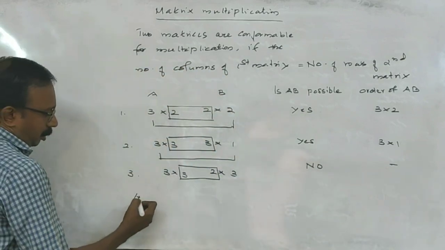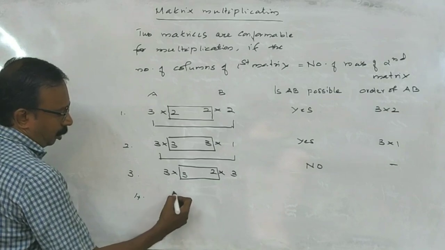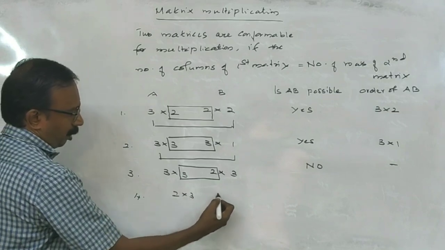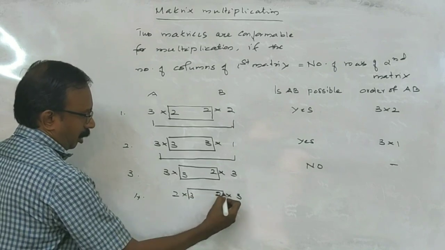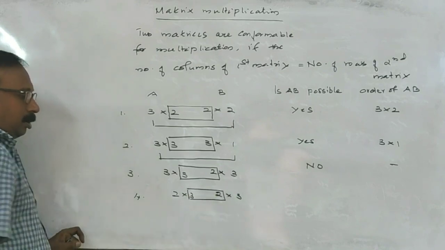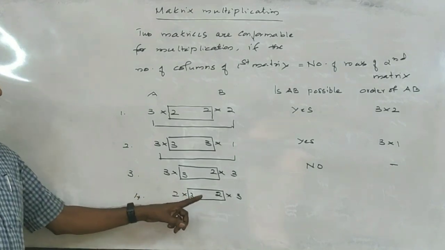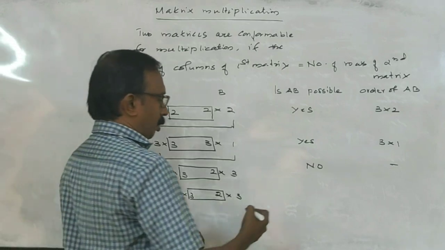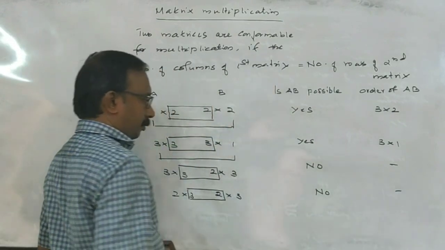Another example is, A is of order 2 by 3, B is of order 2 by 2. A and B are of nearly the same order, but matrix multiplication is not possible because the number of columns of A is not equal to the number of rows of B, so multiplication is not possible here.